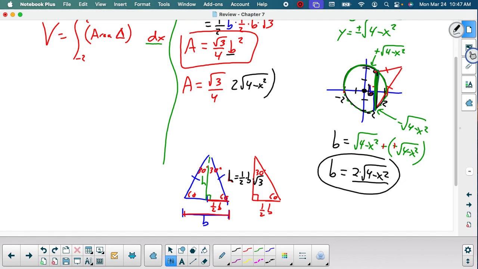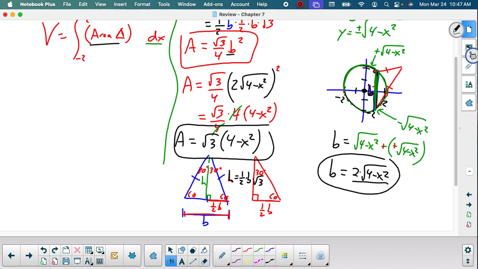But then I have to do what with that? I have to square it. And if I square that, that's actually going to be 4 times 4 minus x squared. The square root goes away, but then I'm still multiplying that by the square root of 3 over 4. And what happens really nicely now, at the end of the day, these cancel out, the 4's cancel out. So my area at the end of the day is going to be the square root of 3 times 4 minus x squared.